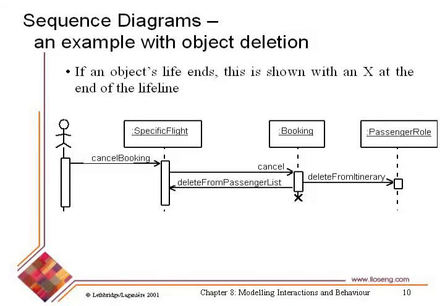So let's walk through this scenario, or this sequence. The actor, the user interface, cancels the booking, calls cancel booking on the specific flight object, which in turn calls cancel on the booking object, which in turn calls delete from itinerary on a passenger roll object, and delete from passenger list on specific flight, and then dies.